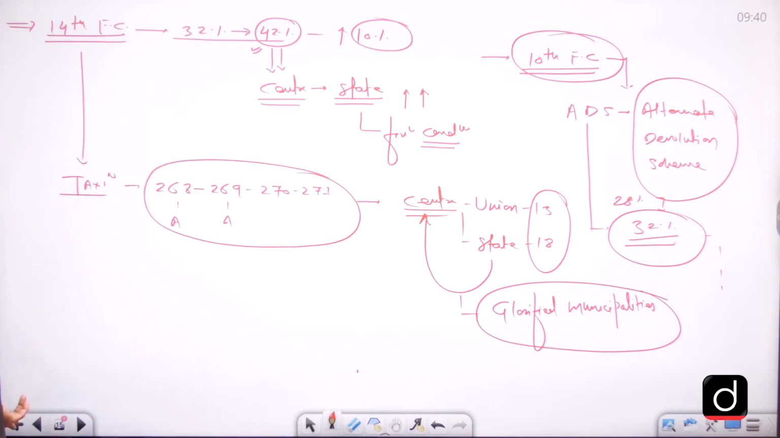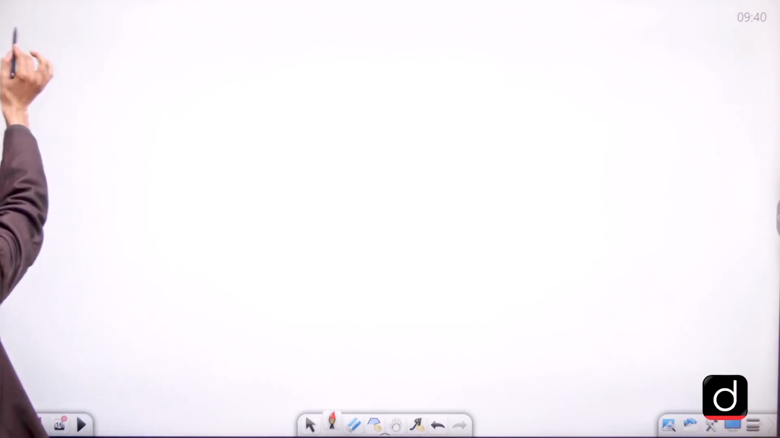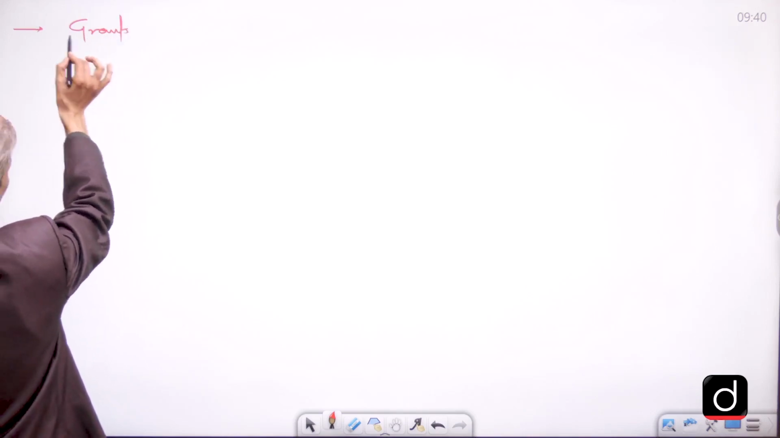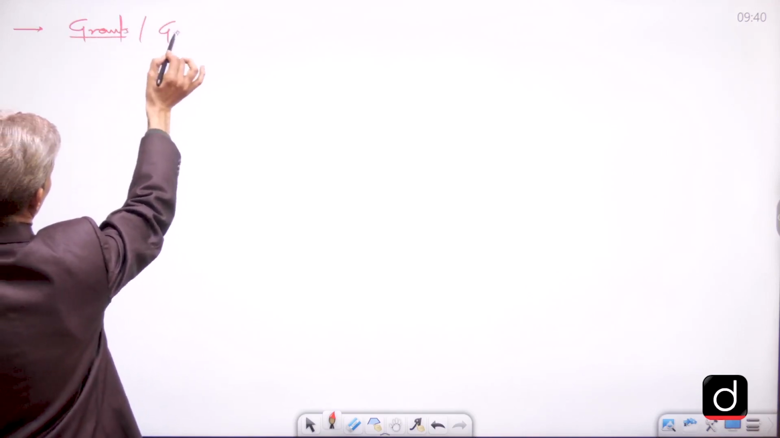Then another argument, not only this, the other ways by which the states can get funds is in the form of grants or grant in aid.